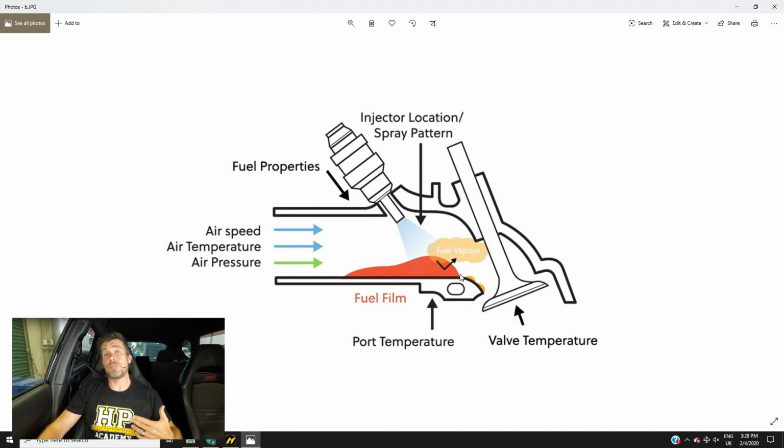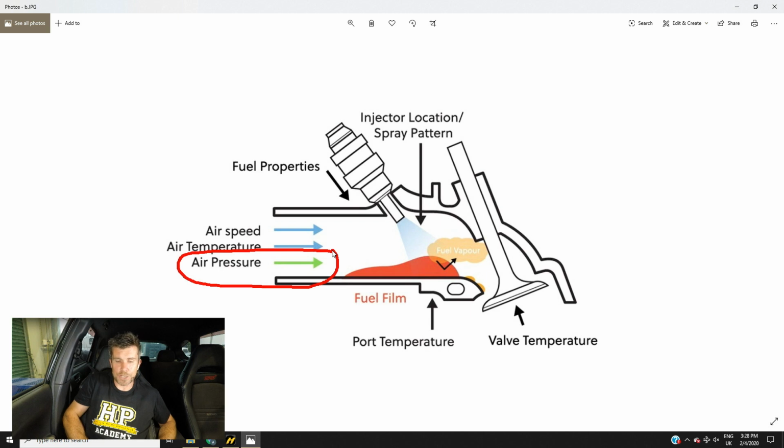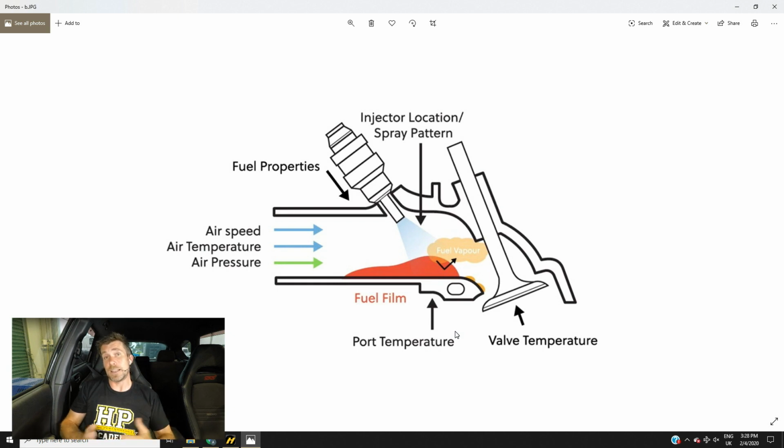The size of that fuel film will be affected by the airspeed, the air temperature. A really big factor of the size of the fuel film will be our air pressure, so our manifold absolute pressure, and it's also going to be affected by things like our port temperature as well. So under steady state conditions, when we are tuning, the effect of the fuel film is basically insignificant because what's happening is that the fuel is being delivered by the injector.